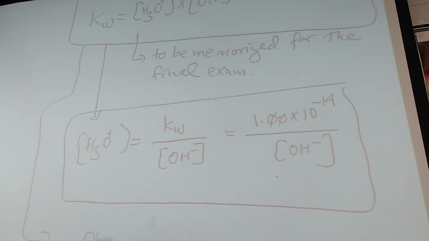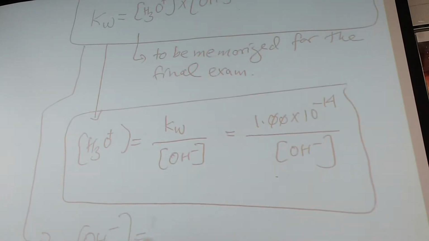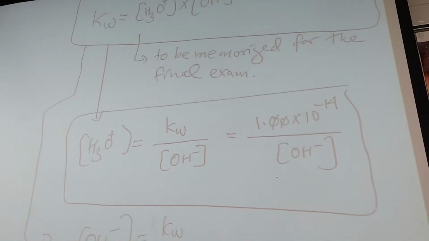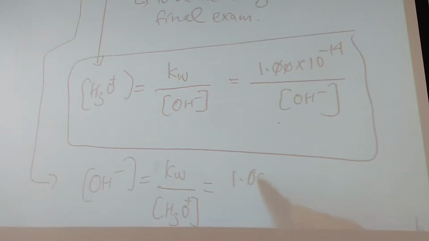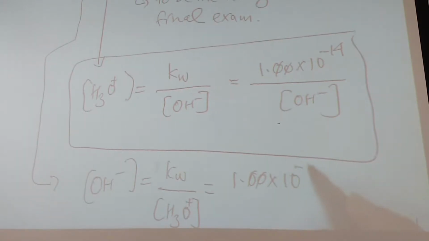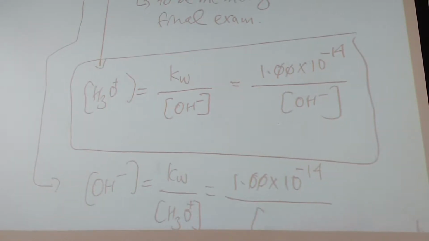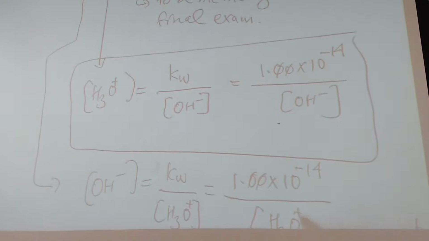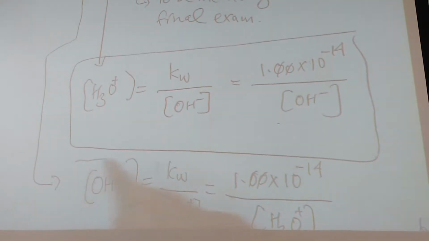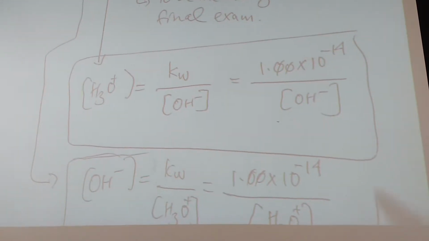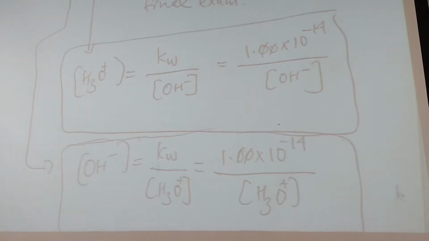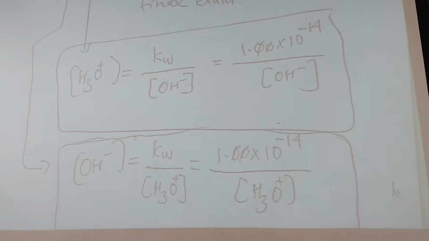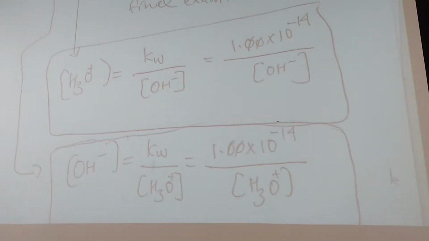The OH⁻, the hydroxide ion, is Kw over H3O⁺, correct? And this is 1.00 × 10^-14 by experiment divided by H3O⁺. So now I can determine the concentration of each of those, correct? Now let's do some examples, one or two, and then I'll let you do the experiment.